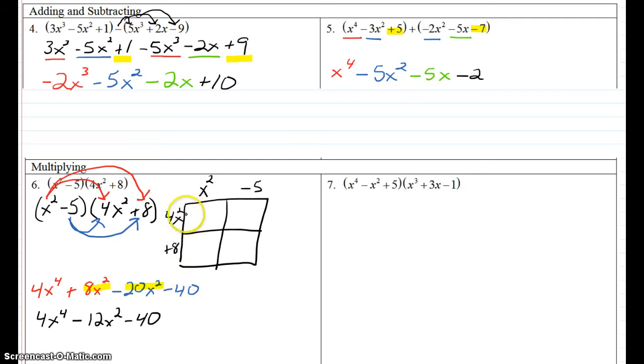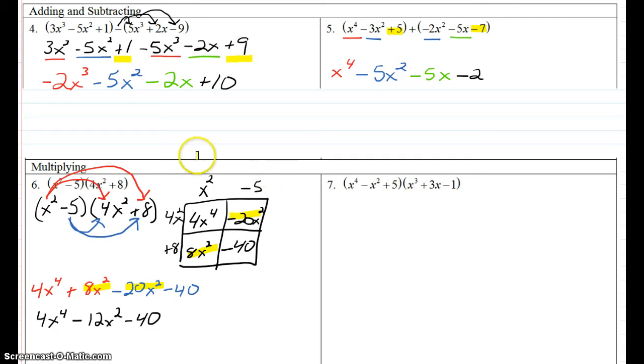And you'll see if you do the box method, 4x squared times x squared gives me 4x to the 4th. Now 4 times negative 5 gives me the minus 20x squared. X squared times 8 gives me the 8x squared. And 4x squared times 8 times minus 5 gives me negative 40. And the same thing, you combine your like terms. For these, it happens to be on the diagonal, and that gives us the exact same answer, 4x to the 4th minus 12x squared minus 40.